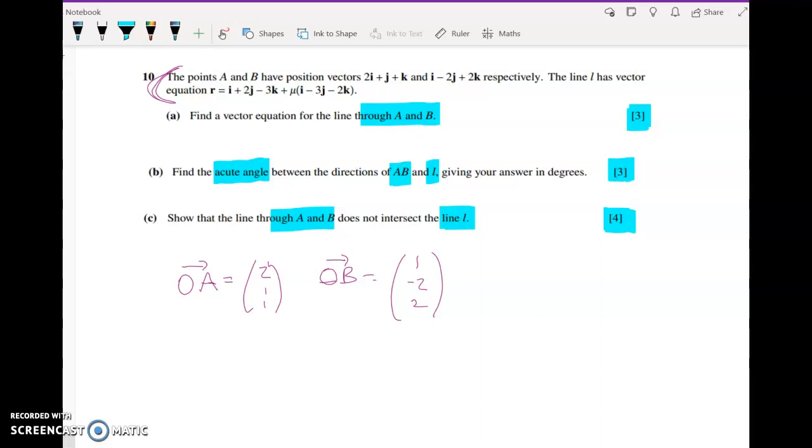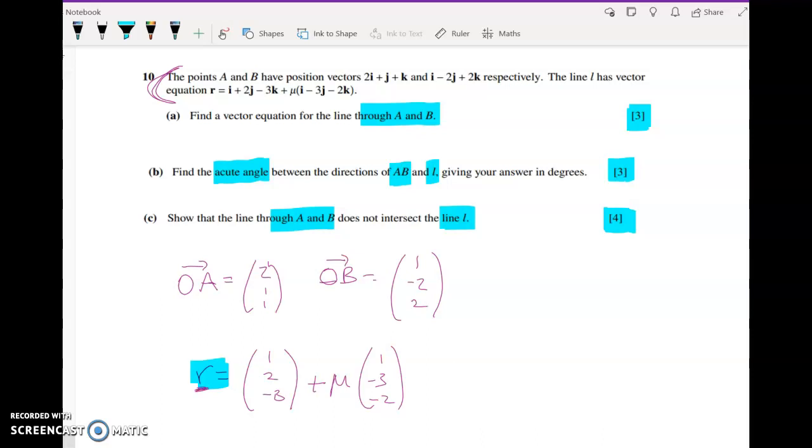Okay, and then we're given a line L, and it's got vector equation of this. r equals (1, 2, -3) plus mu times (1, -3, -2). Now, something important to pick up here is that writing r equals, and you'll see that in bold in the text, but we can put a little line under it.